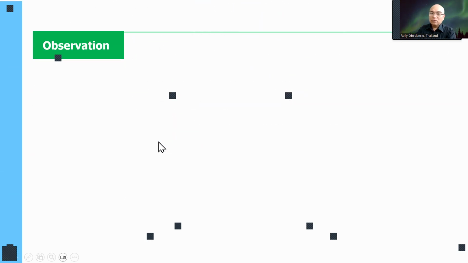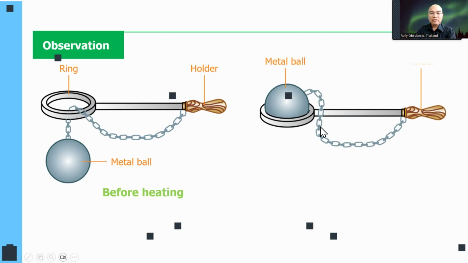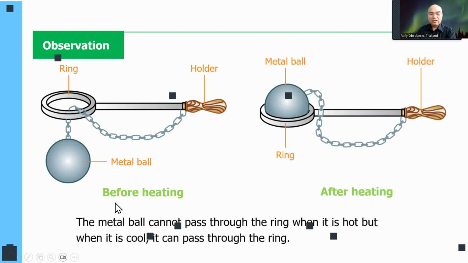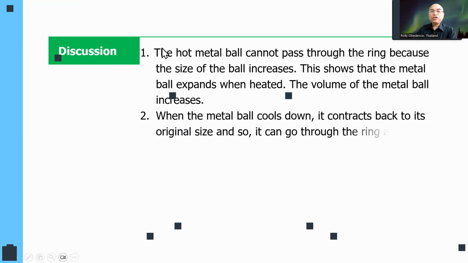And so what can you observe? All right, now you see before heating, okay, and this is after heating, the metal ball cannot pass through the ring when it is hot, but when it is cool, it can pass through the ring. Okay, so right here, discussion.